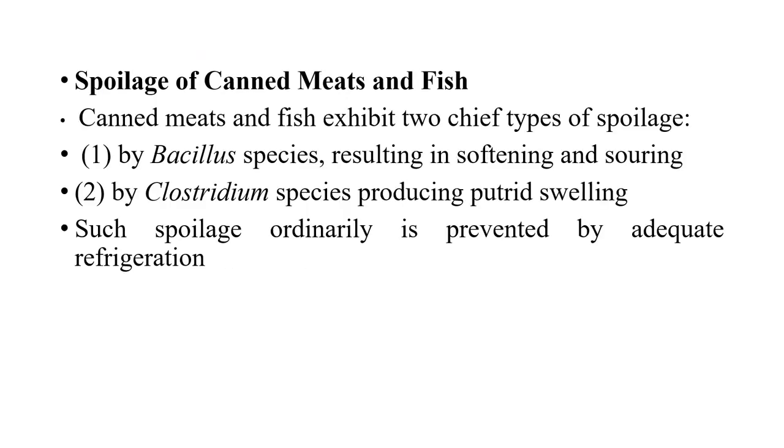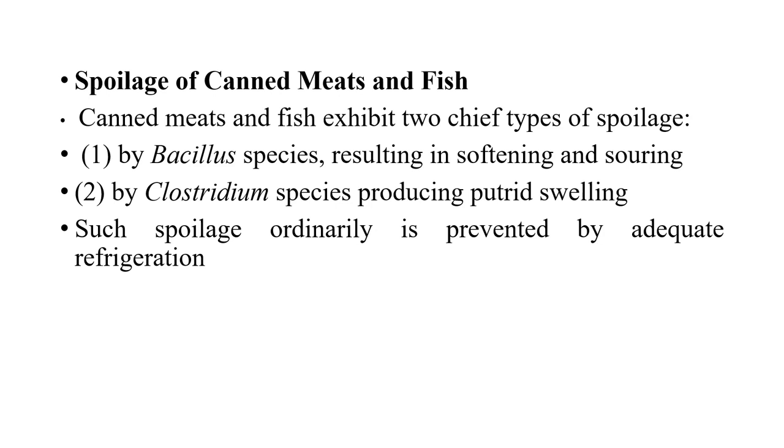So the next is spoilage of the canned meat and fish. Canned meat and fish usually exhibit two types of spoilage. The first is by Bacillus species, which results in softening and souring, and the next is by Clostridium species, which produces a putrid swelling. Such spoilage ordinarily can be prevented by adequate refrigeration.